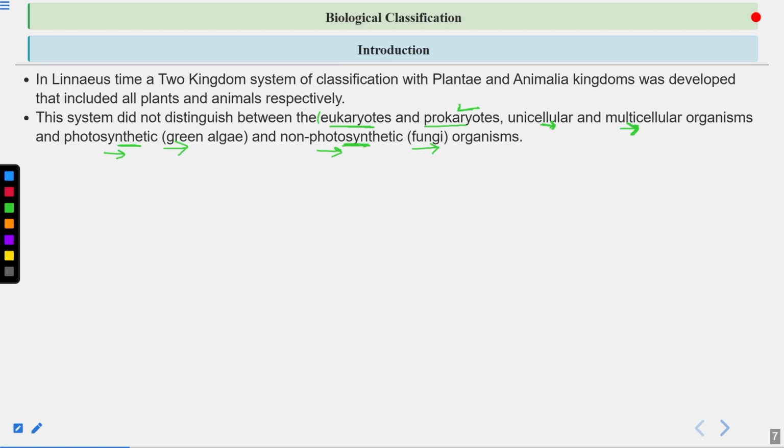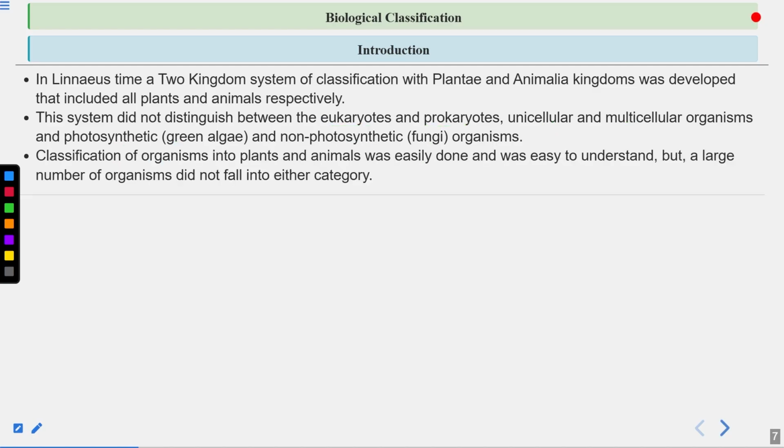So bacteria, they are prokaryotes, were placed with eukaryotes. Again, unicellular organisms were placed with multicellular organisms. Fungi, which are heterotrophic, were placed with the algae, which are photosynthetic. Now, this classification was very simple. Clear?